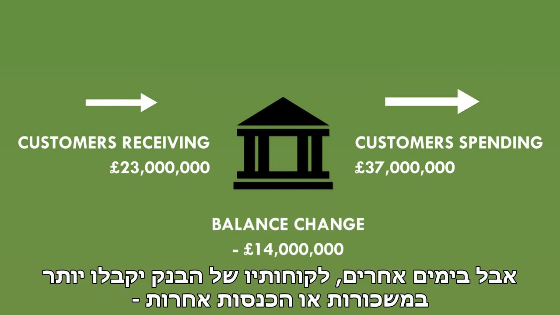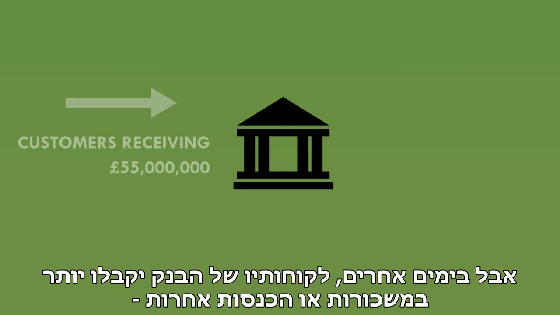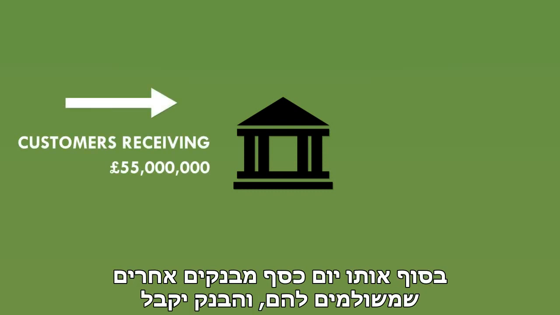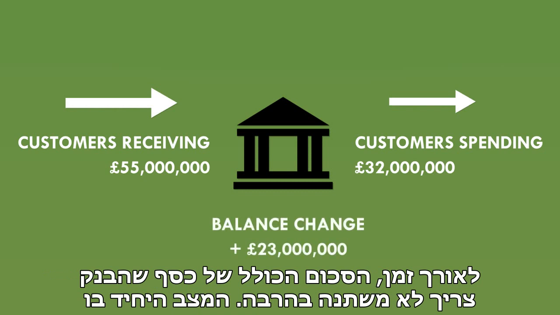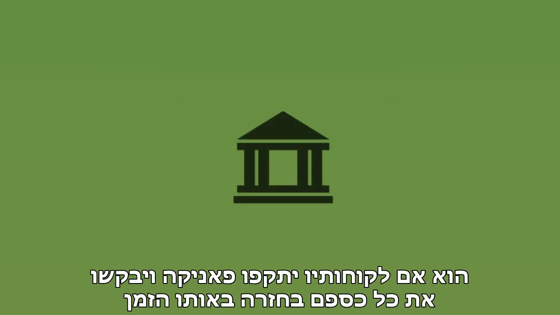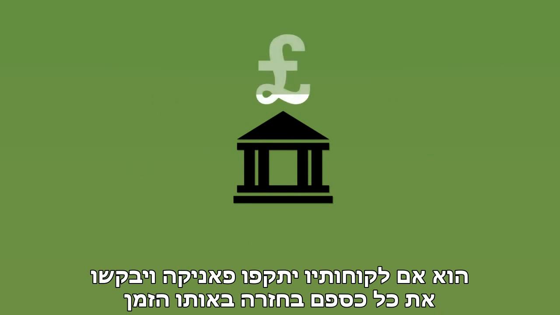But on other days, customers will receive more in salaries and other income than they pay out, and the bank will end up receiving money from other banks at the end of the day. Over time, the total amount of money needed by the bank doesn't change much. The only time that they would actually need all the money that they owe to their customers is if customers were to panic and ask for all their money back at the same time.